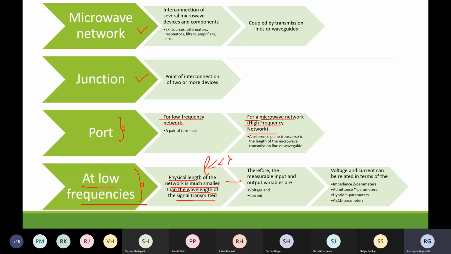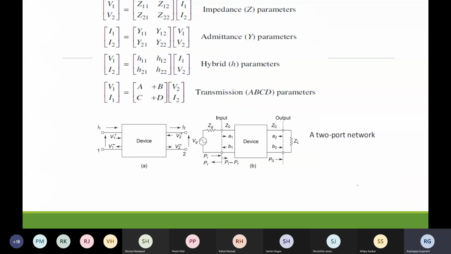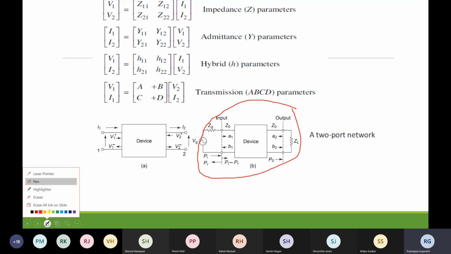Because of this, we will be able to measure the parameters, that is current and voltage. So how do we correlate these? We correlate these using the Z, Y, H and ABCD parameters. Then next we saw its matrix representation of the parameters and the two-port network. So this is the two-port network which is reflecting the microwave device. This is the microwave network what they are representing.